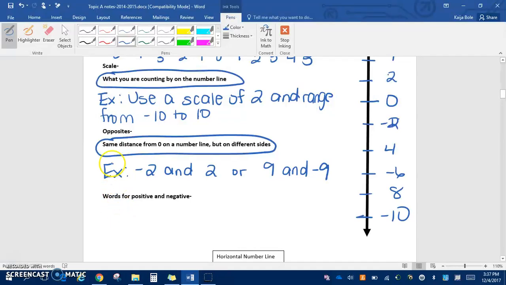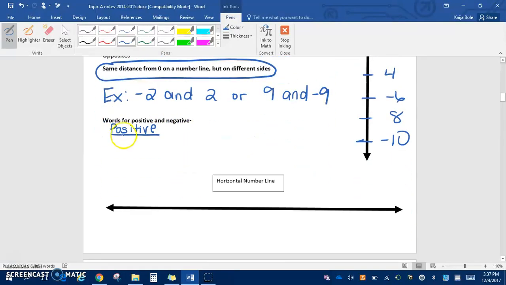Then we're going to look down here for words for positives and negatives. For positive, some key words. I'm going to write these down. Make sure you copy these onto yours. Positive would be increase, deposit. When we deposit money into our bank account, we're adding money in. Plus, a credit to an account would be positive. Above 0, or a gain, like a gain of 10 yards in football. So those are words for positive.